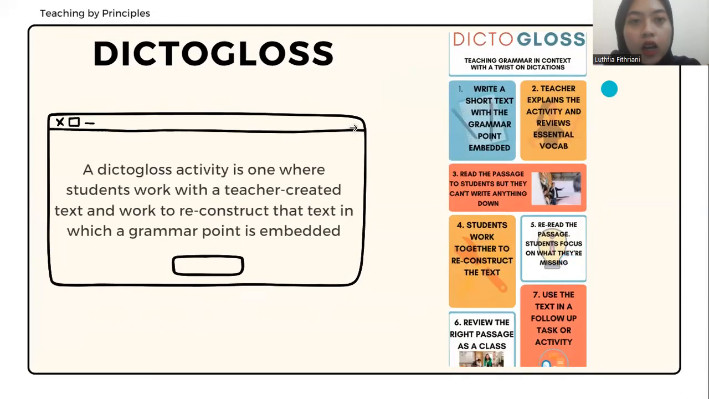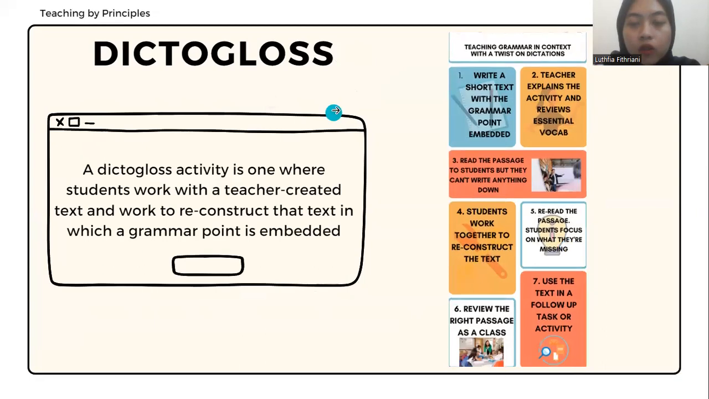The second technique is dictogloss. Do you know what is dictogloss? So a dictogloss activity is one where students work with a teacher-created text and work to reconstruct that text in which a grammar point is embedded.